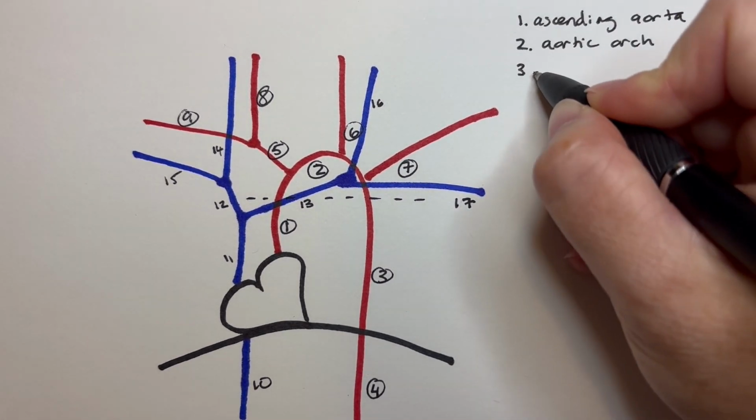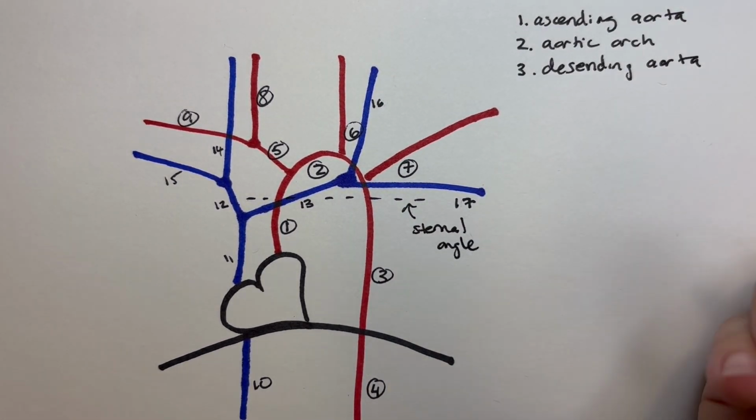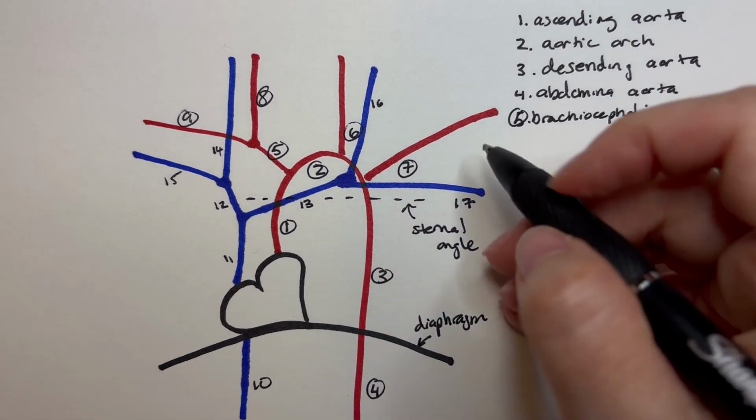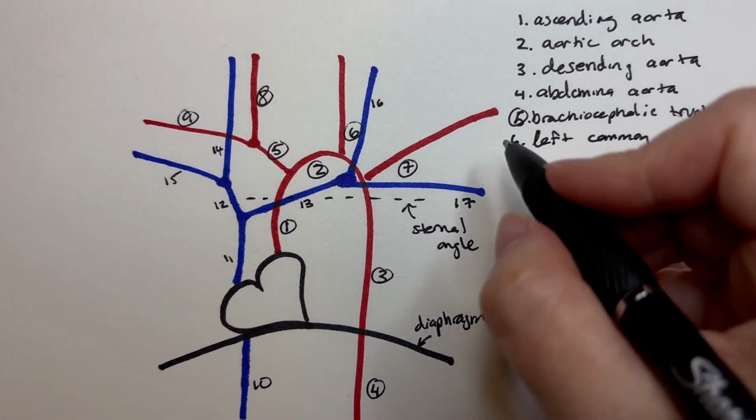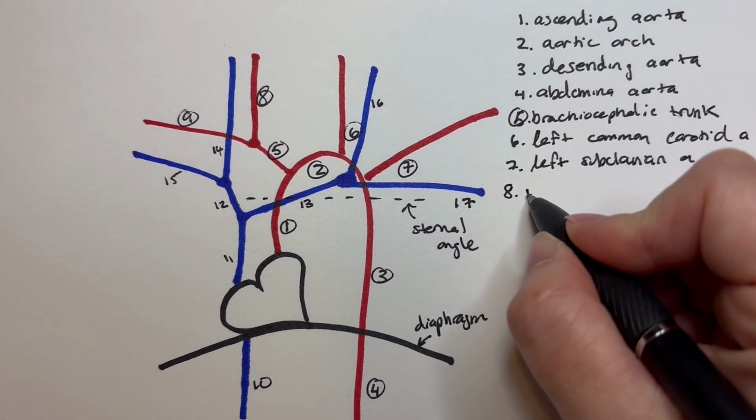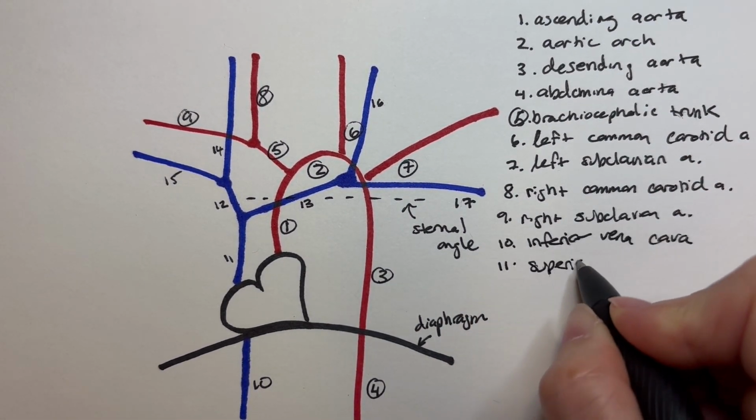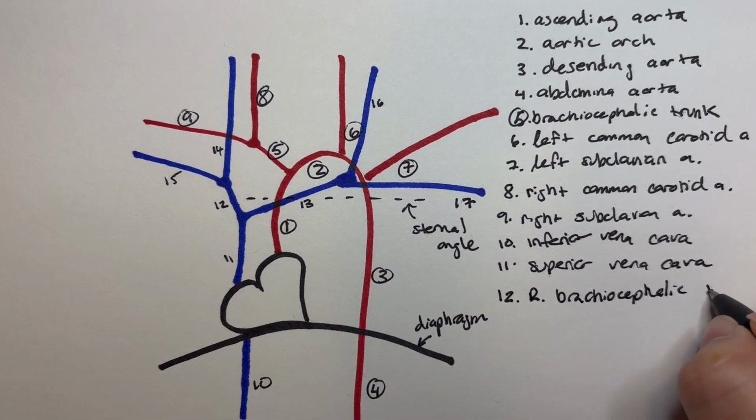So I've got my ascending aorta, aortic arch, descending aorta, and my abdominal aorta changing names at the diaphragm. After that, I have my specific branches off the aorta, brachiocephalic trunk, left common carotid artery, left subclavian artery, then the branches off of the brachiocephalic trunk, moving into our veins.